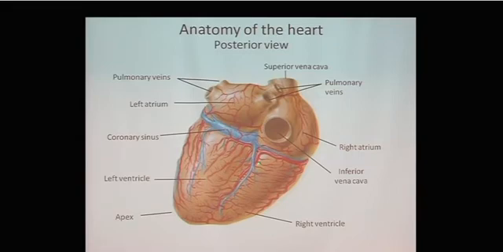You can see a groove here. This is the posterior interventricular groove, and that's really the separation between the two ventricles. The other thing that you can see on this that's interesting is the location of the sinoatrial node, which is the pacemaker of the heart. And we'll come back to that in a bit. All right, so we've looked at the external features of the heart.